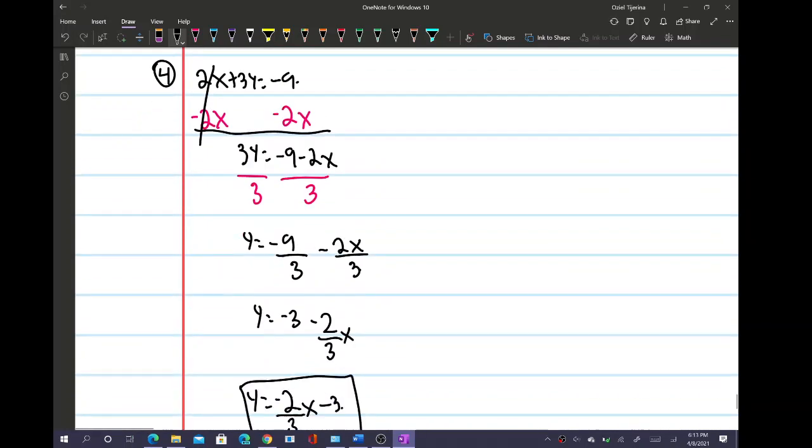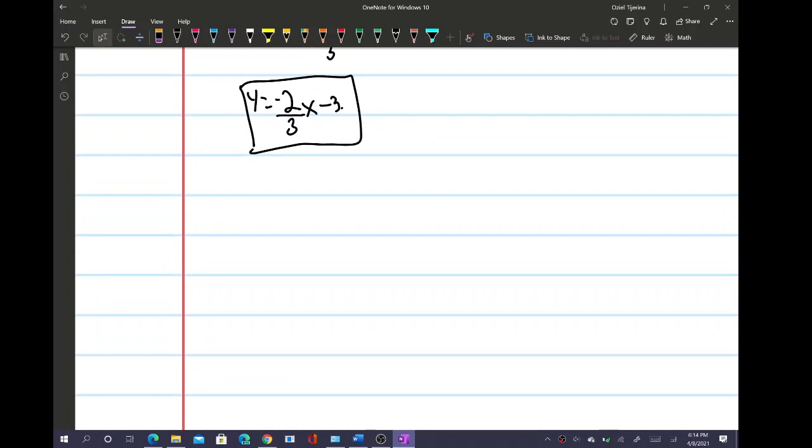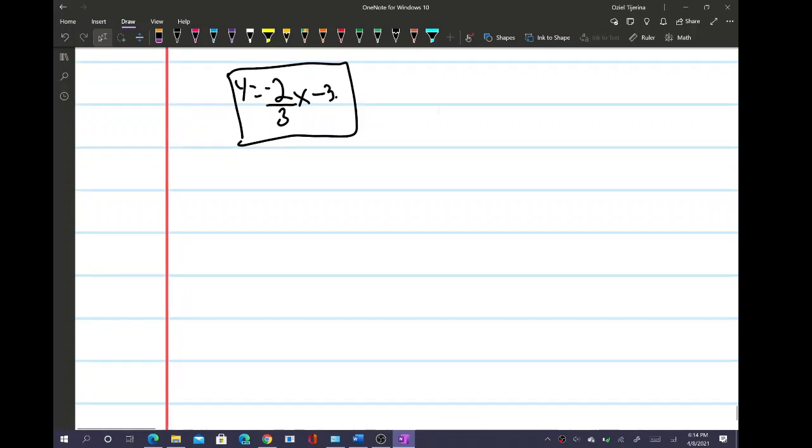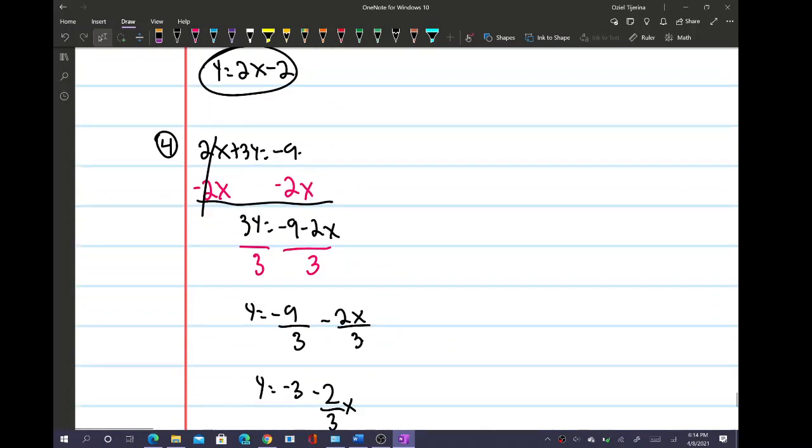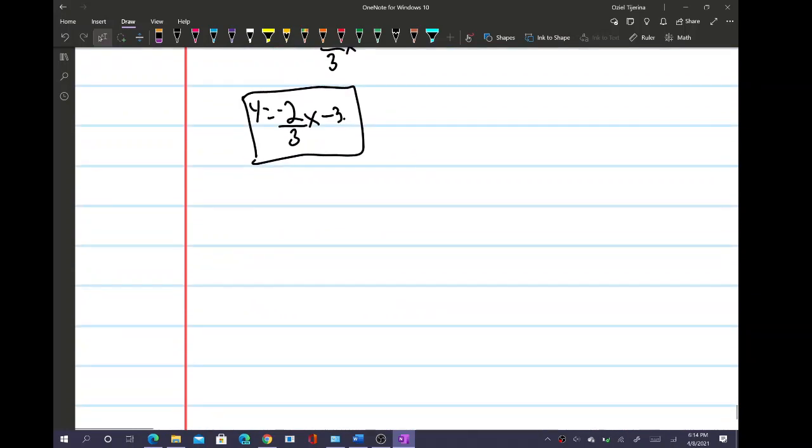One of the things that I want to emphasize here is the idea of point-slope form. Point-slope form is used whenever you're given one point and it tells you the slope.